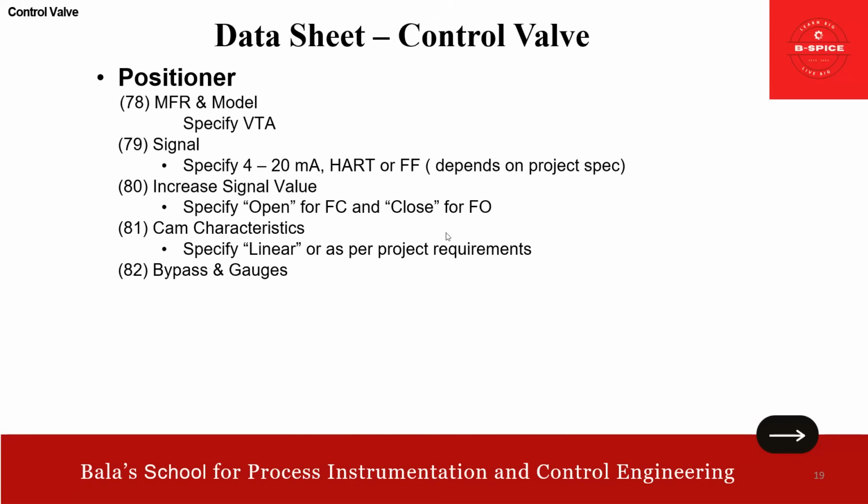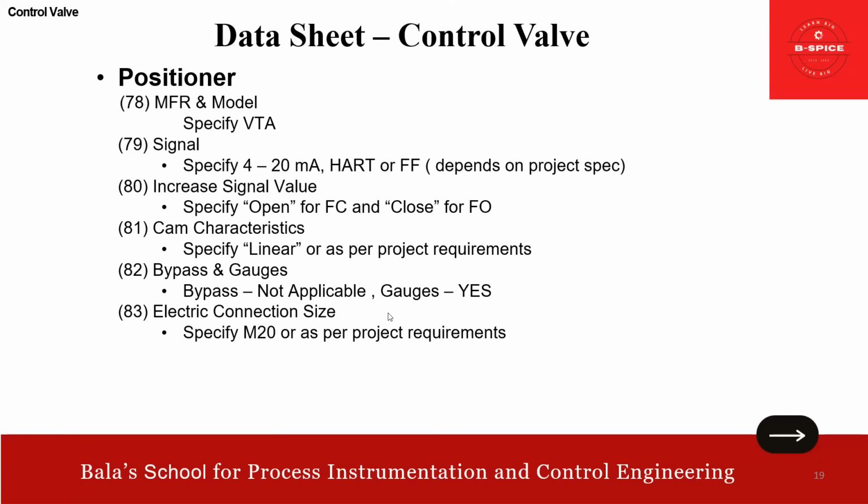Okay. Then also some bypass and gauges. Bypass requirement not applicable. Yeah. Because if a pneumatic positioner is used, we need to specify whether bypass is required or not. Okay, that's it. Here in this case, it's not applicable. So positioner bypass should not be provided. Normally, positioner bypass we don't provide actually. So of course, if it is a pneumatic positioner, we need to specify here. And of course, gauge, we need this. And 83, what is that? Electrical connection. This one you specify M20 or in line with project specification.